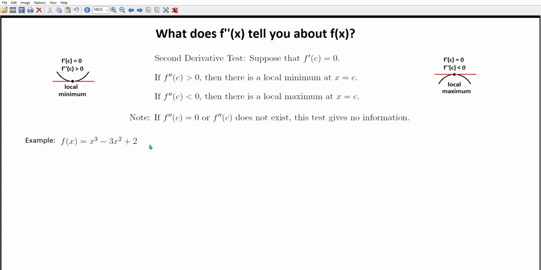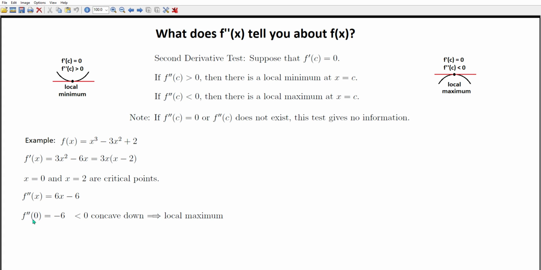So let's look at an example. f of x is x cubed minus 3x squared plus 2. The first derivative is 3x squared minus 6x. We factor out a 3x and get 3x times x minus 2. And very clearly, the critical points are going to be at 0 and at 2. So what we're going to do is look at the second derivative, f double prime of x, which is 6x minus 6, and we're going to evaluate it at these locations of critical points.